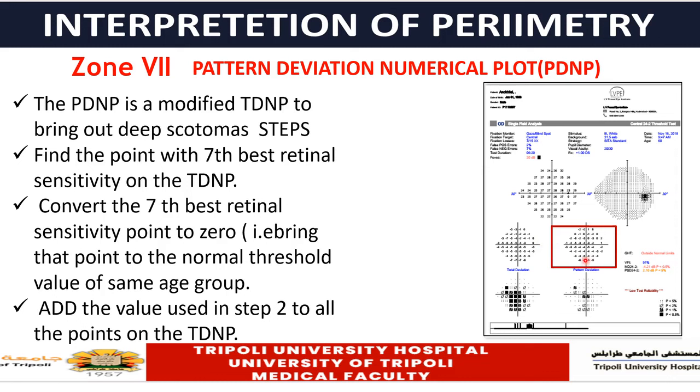So the pattern deviation numerical plot represents a real focal depression in the retinal sensitivity, and it is a modification of the total deviation. Now, after extracting the pattern deviation numerical plot, we apply statistical tests to extract the pattern deviation probability plot, which reflects that this deviation is statistically significant. And according to the figures here, you can understand this scotoma in black. The black corresponding number is less than 0.5%, so it means that this is statistically significant.